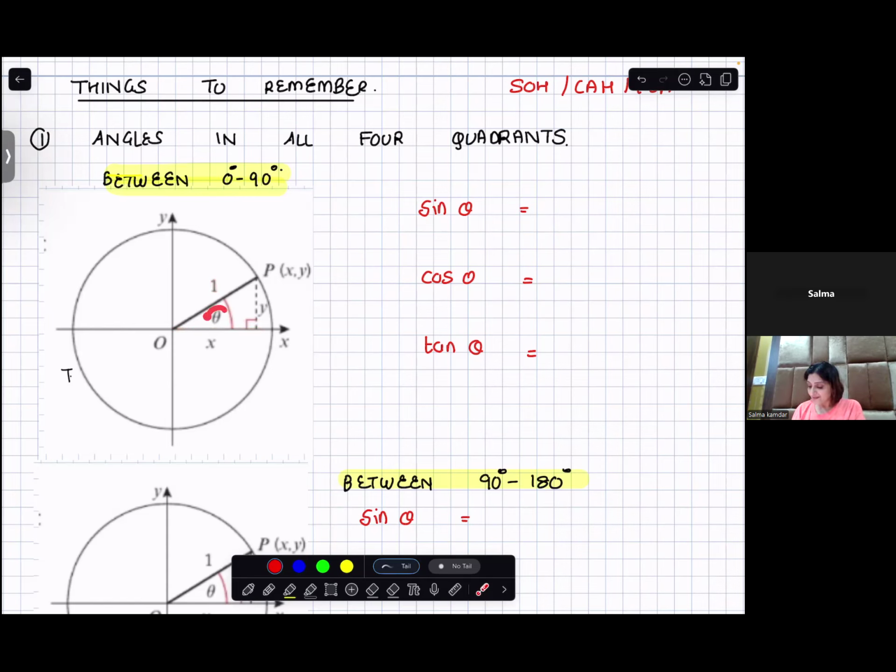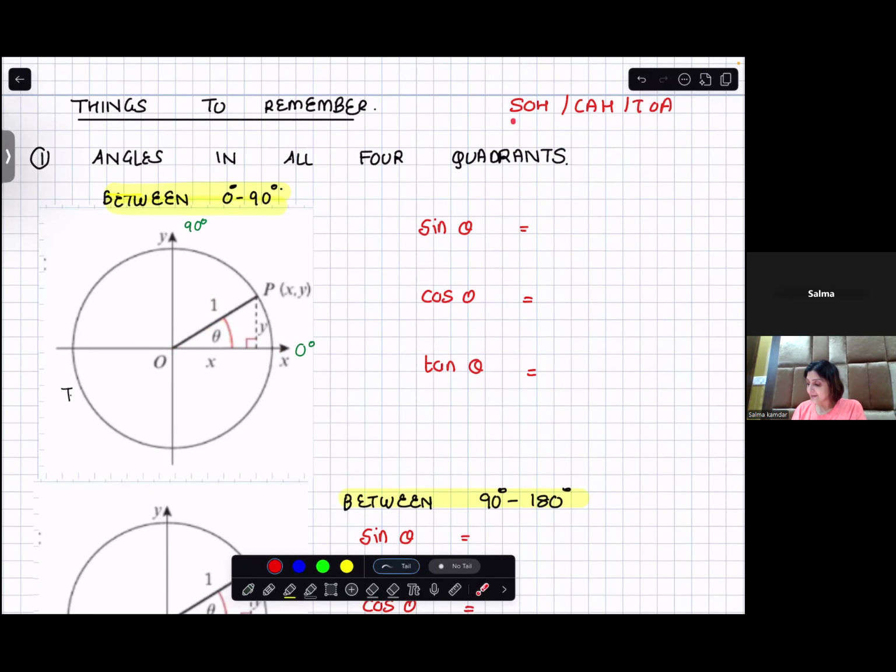So let's talk about our theta first. If my angle is over here, this is 0 degree and this is 90 degree. So when we talk about our theta, first we would find sine theta, cos theta, and tan theta. So I say my sine theta is opposite over the hypotenuse. So my opposite is y and the hypotenuse is 1. So my sine theta would be the y coordinate of P.